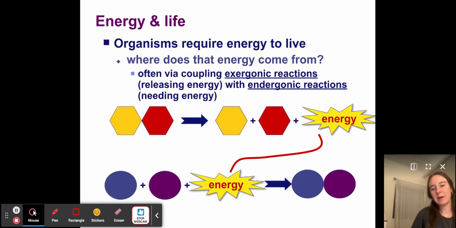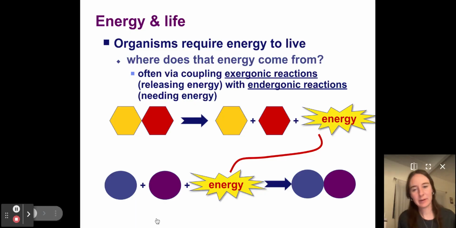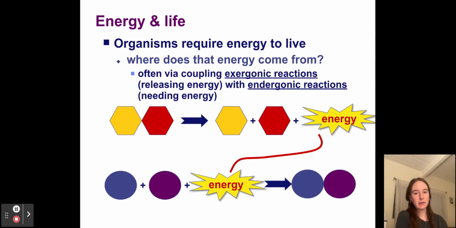Okay, so how does this all connect to life? Well, remember, think back to the beginning of this video. Living things need energy to live. So how do we get energy to live? We've talked about this a little bit already, but basically we couple. Coupling means putting together exergonic reactions that release energy with endergonic reactions that need energy. So if we need energy, we're going to first take energy from molecules and then use it somewhere else.